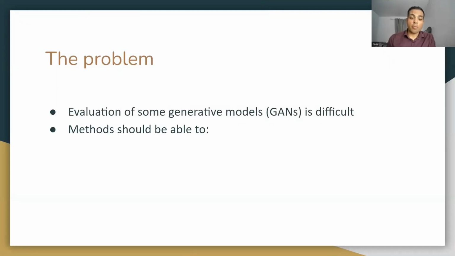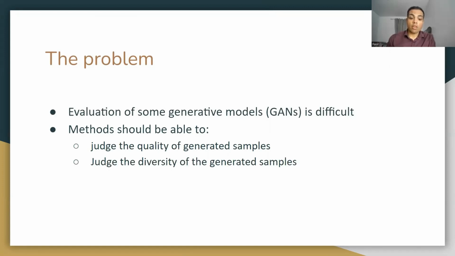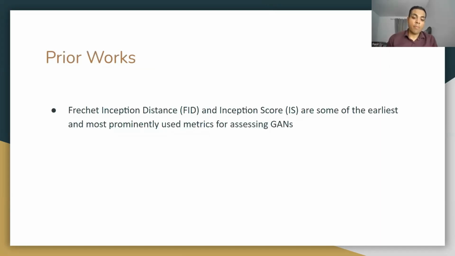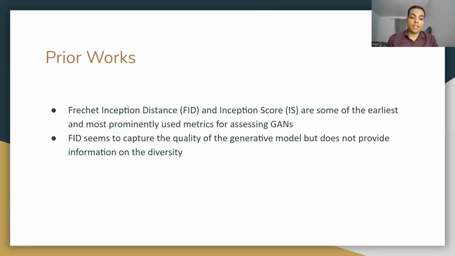A recent work has proposed a twofold direction in the pursuit of solving this task. A metric should be informative on the quality of the generated samples, as well as the diversity of the samples generated. Two of the earlier measures for evaluating GANs are the Fréchet Inception Distance, the FID score, and the Inception Score, IS. Both these scores are still currently among the most popular metrics for assessing generative models.